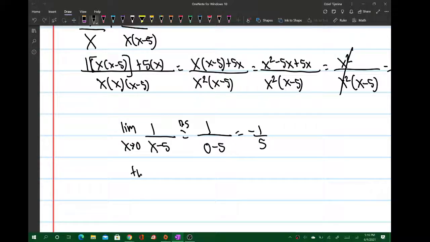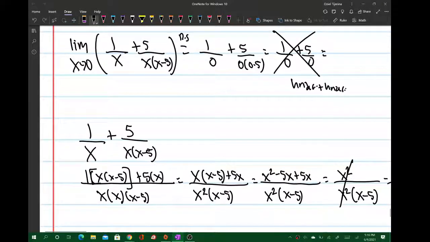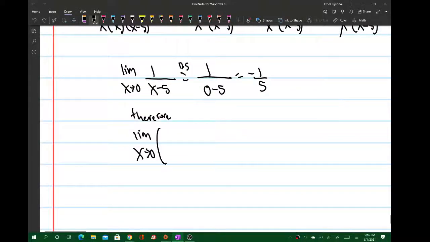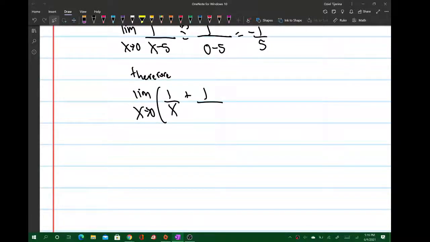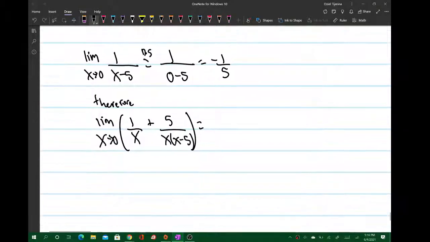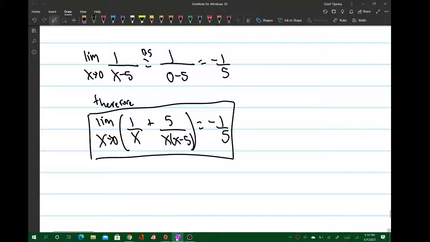So therefore, the limit as x approaches 0 of the following: 1 over x plus 5 over x times x minus 5 is equal to negative 1/5. Okay.